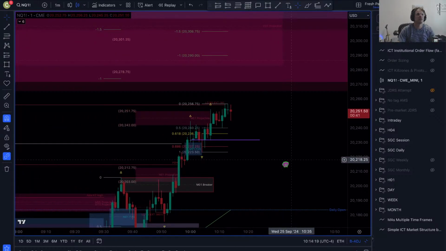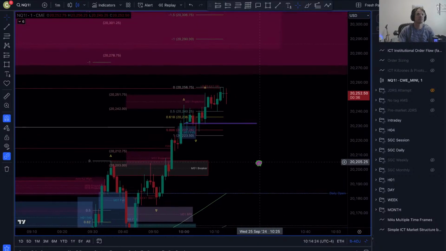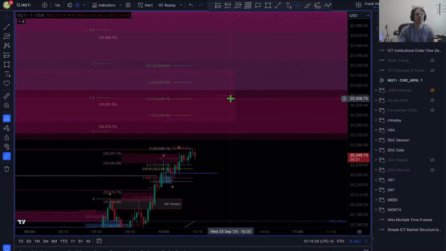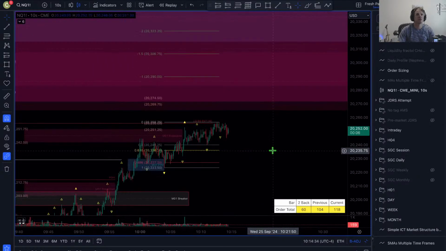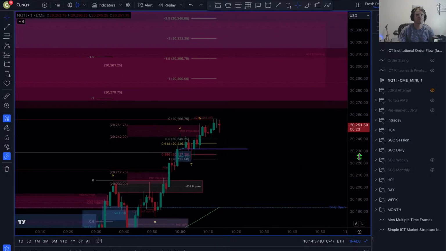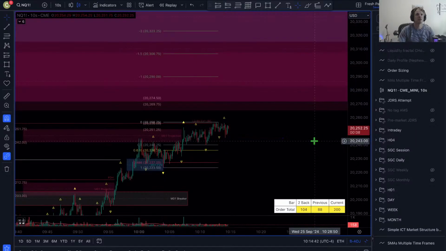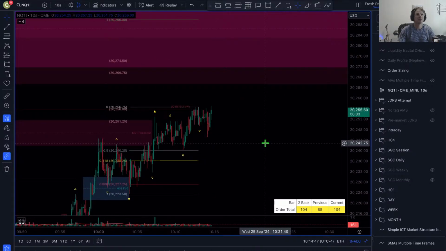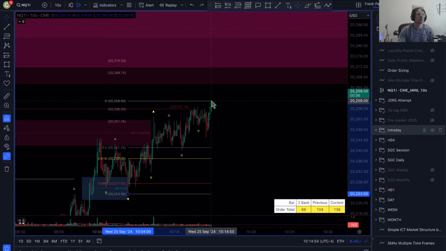Yeah. I mean, there's still draws on liquidity above this, right? So that's the plus side. We're really not getting a massive reaction here, interestingly. There it continues up. Yeah, it's just going to go.